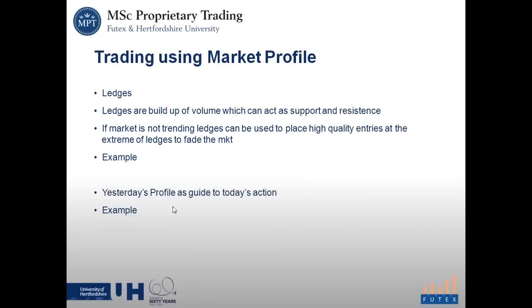Another very good way of using the profile is using yesterday's profile as a guide for today's action. So if yesterday's profile was a very strong uptrend, you could assume that today is going to be a strong market, and you're just looking for confirmation of that.